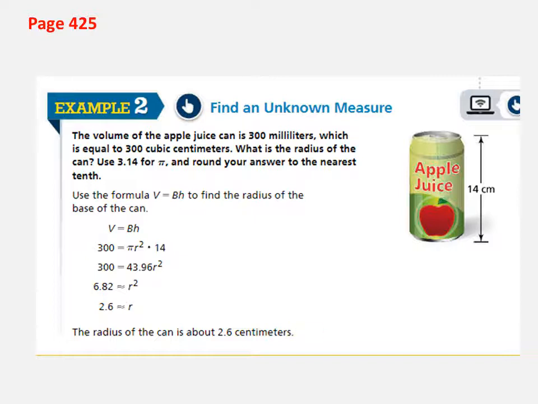Now solve this equation. How to solve this equation? Remember how to solve equations? Of course, we must divide 300 divided by 43.96. Divide now. The answer is 6.82. So r squared equals 6.82. How to find r? Of course, we will use the positive square root. Find the positive square root of 6.82. The answer is about 2.6 or 2 6/10. So the radius of the can is about 2 6/10 centimeters.